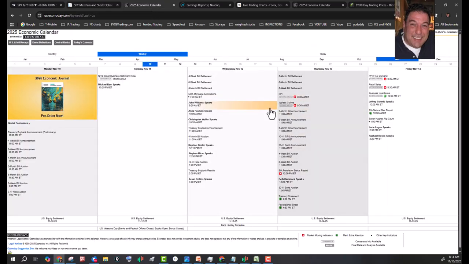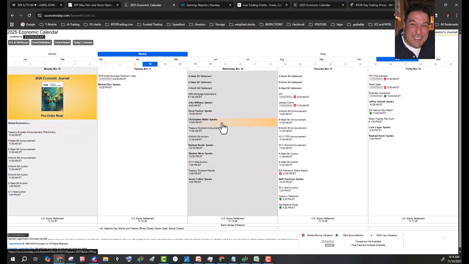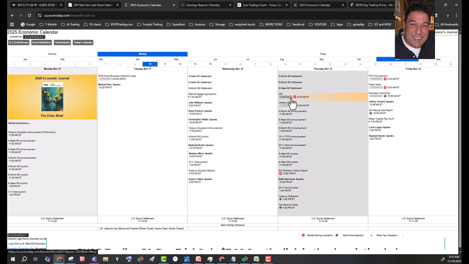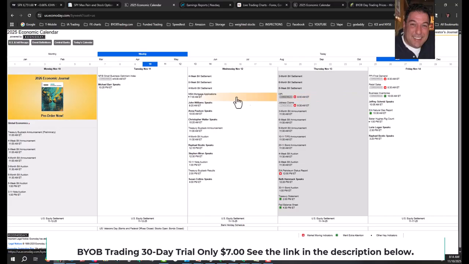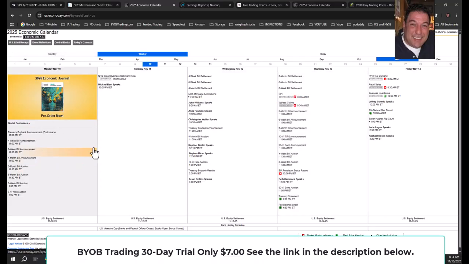Main event is CPI, but when the government reopens, if they reopen, we could see a lot of that delayed data that was never given to us from the weeks earlier. So we'll see. CPI so far is the main event this week, 8:30 on Thursday. Nothing happening today, nothing happening tomorrow. We got NFIB Small Business Optimism Index.